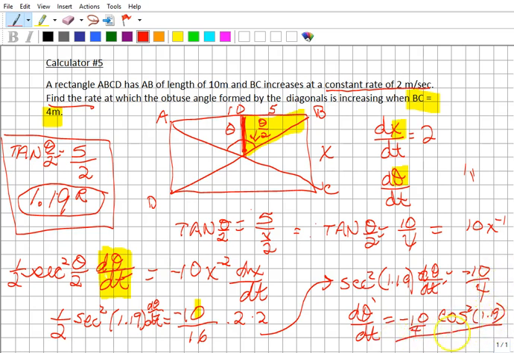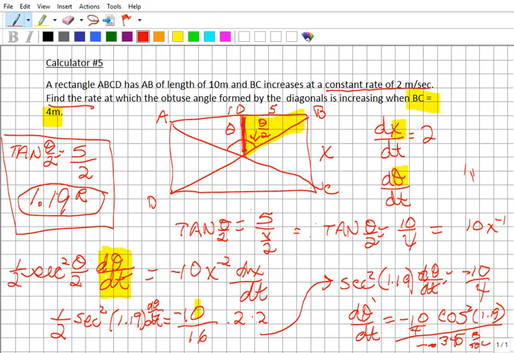I'm just about out of room here. The answer is negative 0.345. And we should put the units on there. That's radians per second. So that's the rate at which that angle is changing.